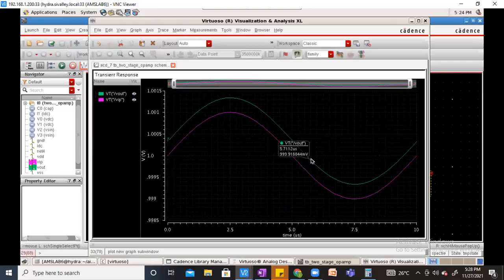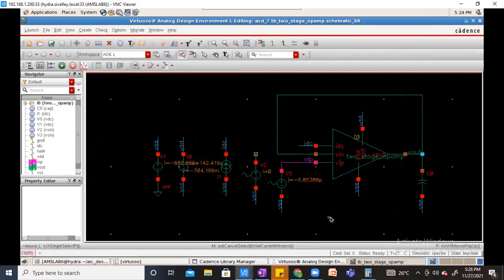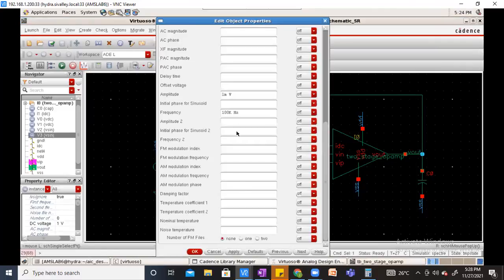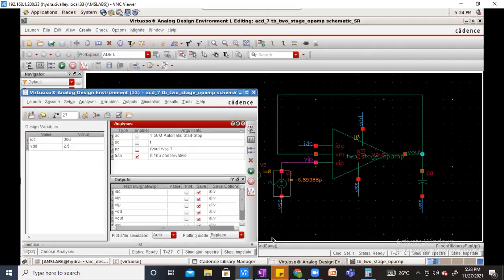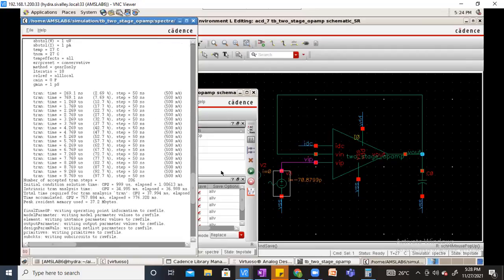Now I have to increase the frequency also. It's a unity gain, right? We'll increase the frequency to 1 megahertz. We'll get at least 10 cycles. It's always better to simulate any circuit for at least 10 cycles. Sometimes it will go up or down, so to make proper simulation results you have to simulate for 10 cycles at least.